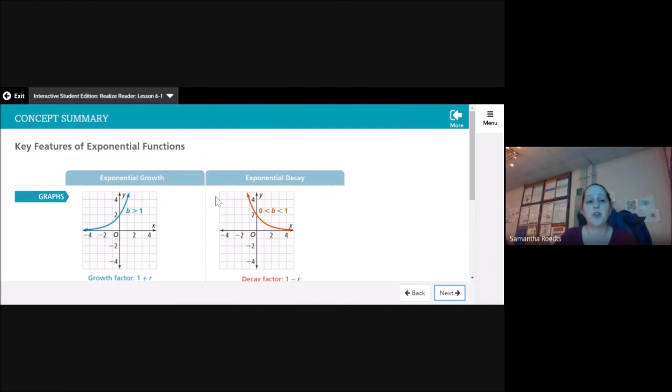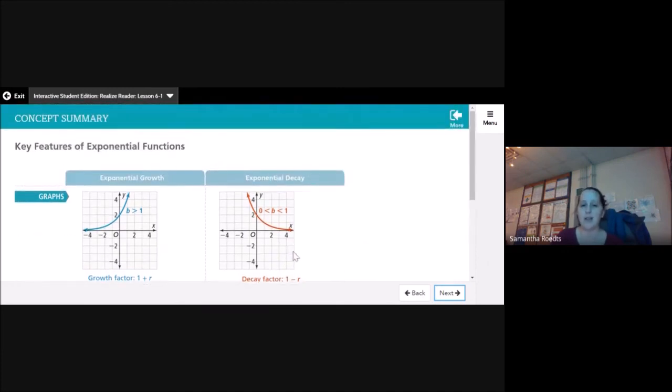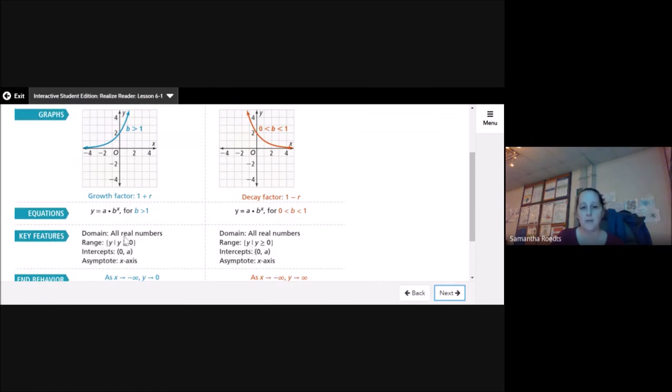All right, concept summary, key features of exponential functions. So my exponential growth, remember I'm adding that growth factor of 1 plus whatever my factor is. Exponential decay is 1 minus that factor. So my equation's y equals a times b to the x power for anything where b is greater than 1, and my decay is for anything between 0 and 1. Okay, you can't have a negative number when you're dealing with exponential decay. So my domain for my exponential growth is all real numbers. My range is y greater than 0. My intercept is (0, a). My asymptote's usually the x-axis.